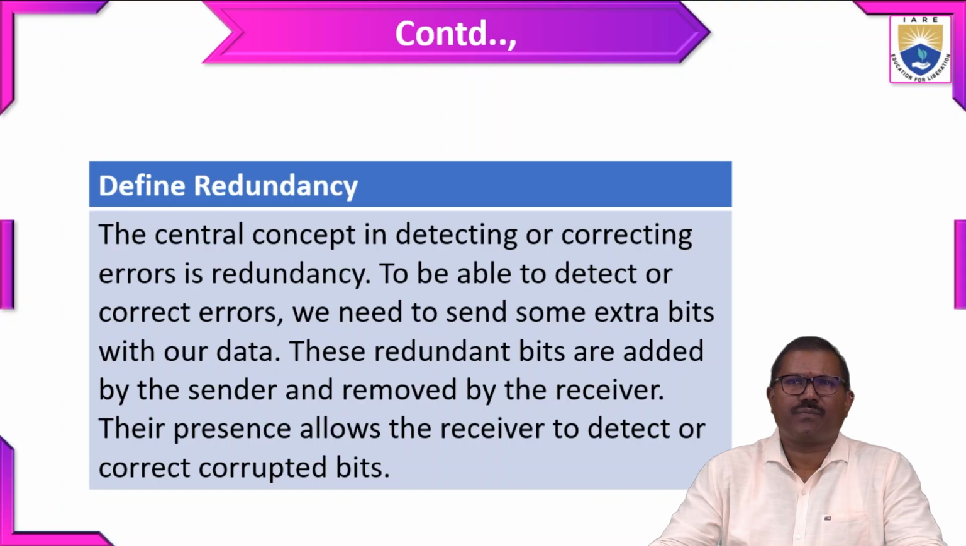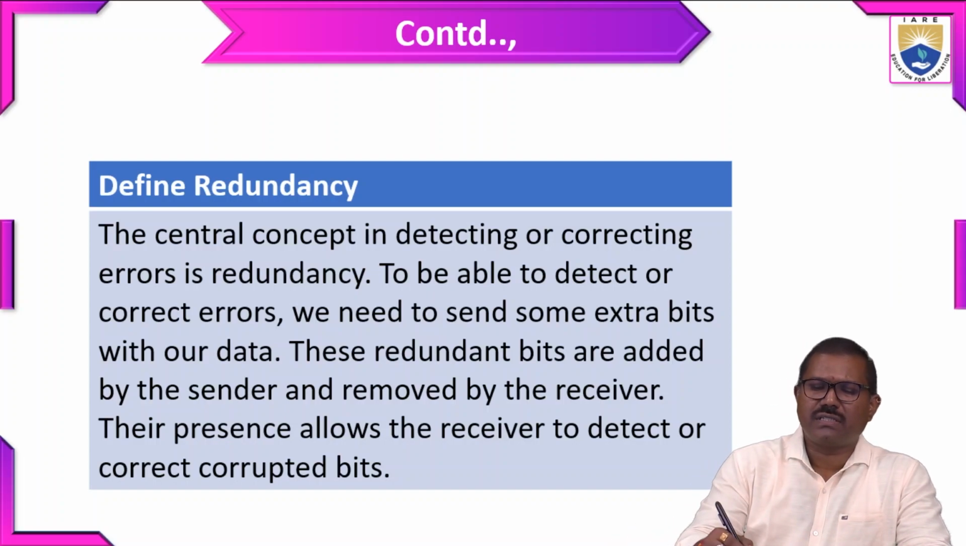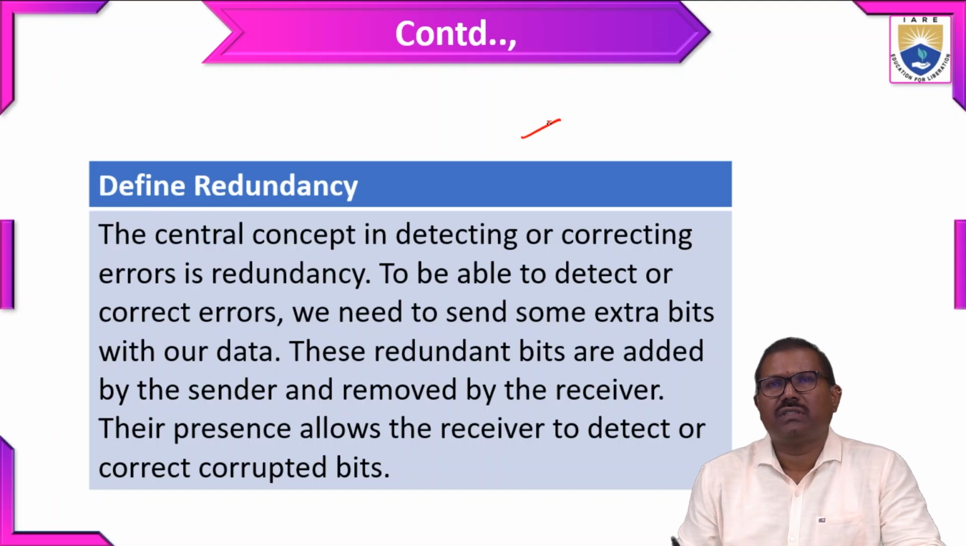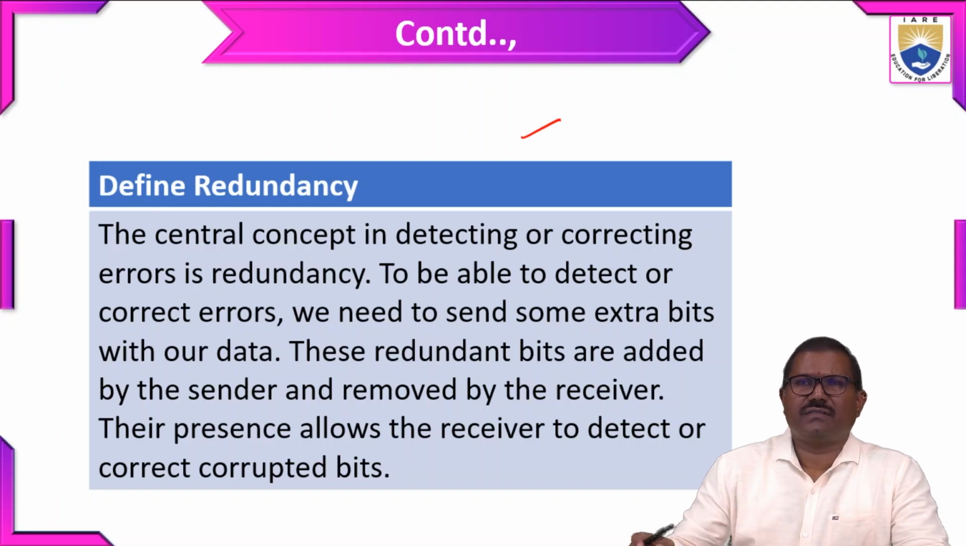Define redundancy. The central concept in detecting or correcting errors is redundancy. To be able to detect or correct errors, we need to send some extra bits with our data. These redundant bits are added by the sender and removed by the receiver. Their presence allows the receiver to detect or correct corrupted bits. So already we discussed it and we solved a number of problems on this redundancy.